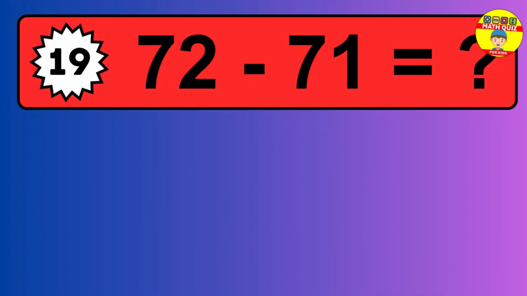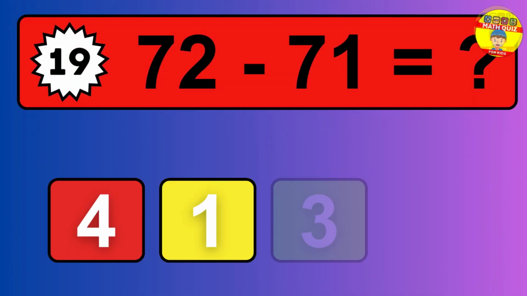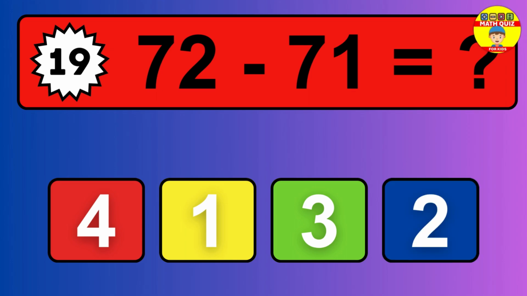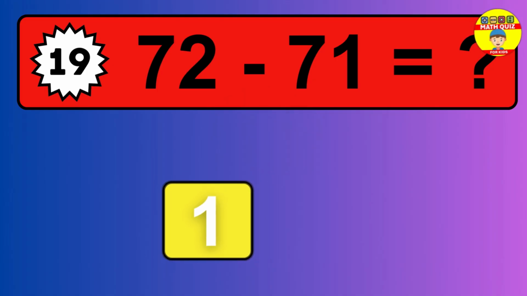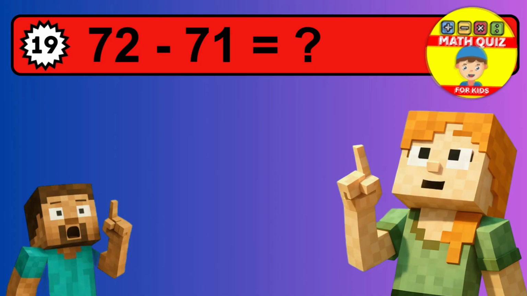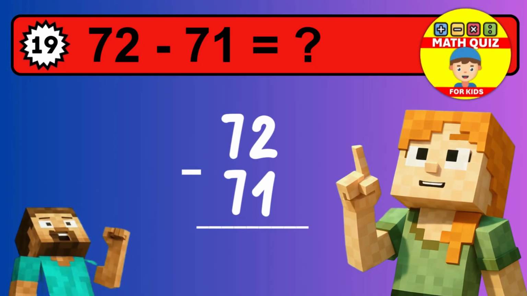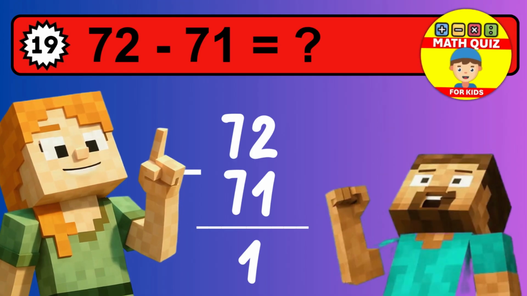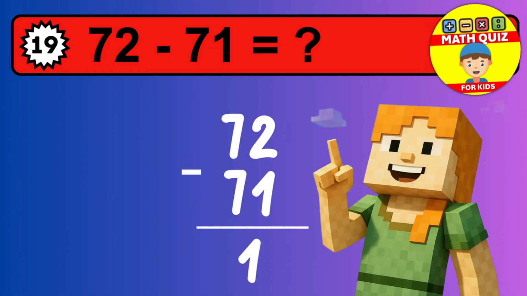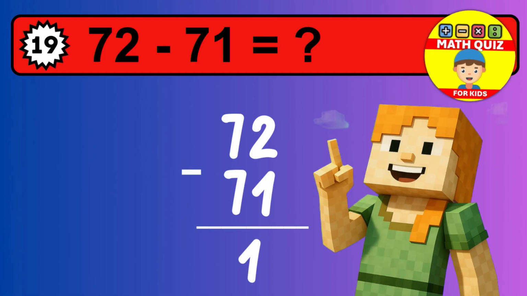What is 72 minus 71? Time to think. Let's solve this step by step. We start with the units. 2 minus 1 is 1. Then we go to the tens. 7 minus 7 is 0. The final answer is 1.